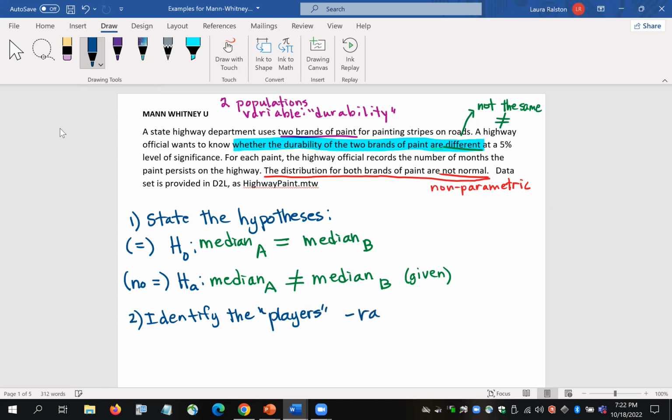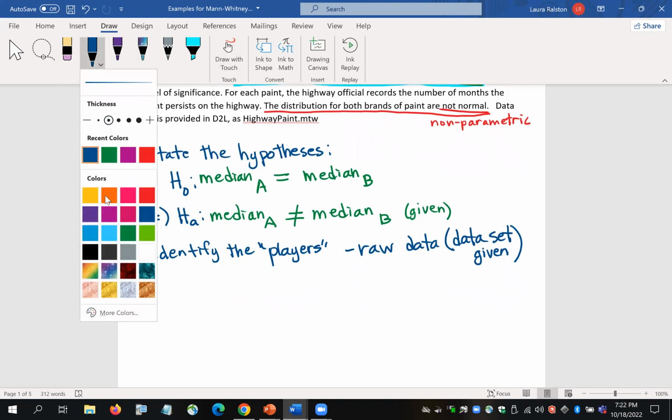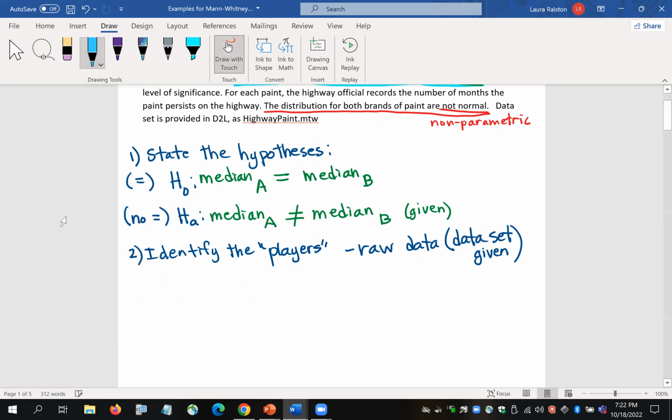The players here is the raw data in the data set that's given. Okay, and I haven't pulled that up yet. I will in just a minute. The other piece that we need, of course, whenever we're conducting our hypothesis test is our alpha, and I believe it said 5%. Yeah. So alpha equals 5% or 0.05.